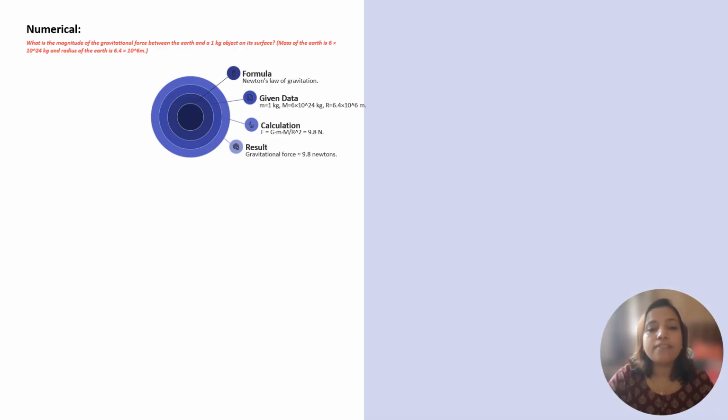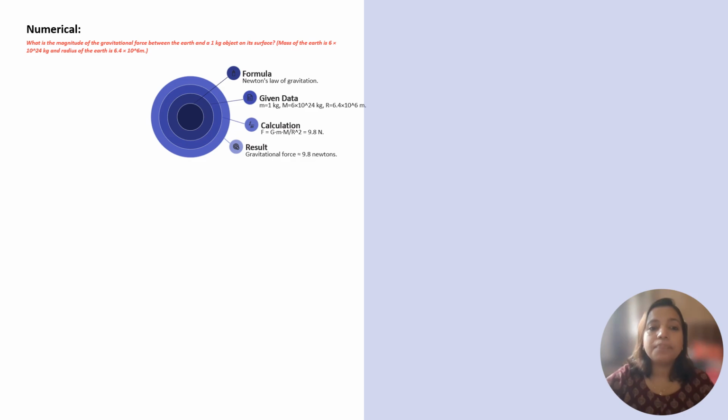See here we have one question, and it says: what is the magnitude of gravitational force between the earth and a 1 kg object on its surface? The mass of the earth is given, that is 6 into 10 to the power 24 kg, and the radius of the earth is given, that is 6.4 into 10 to the power 6 meter.